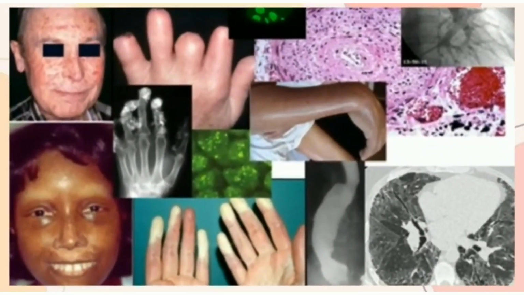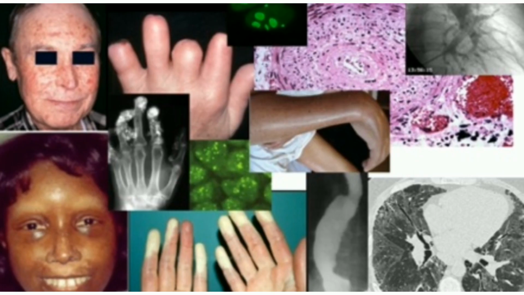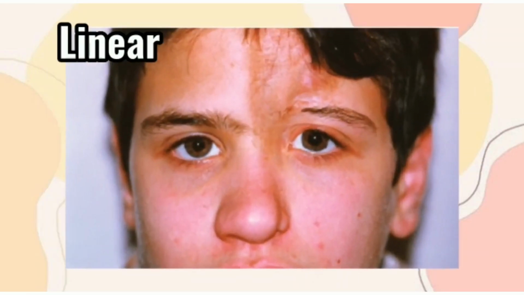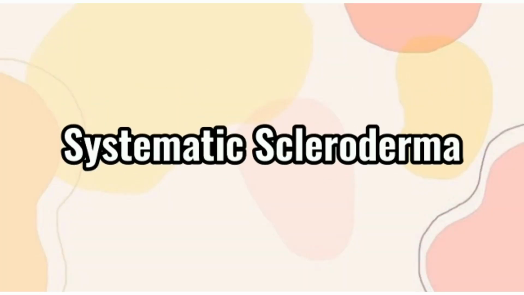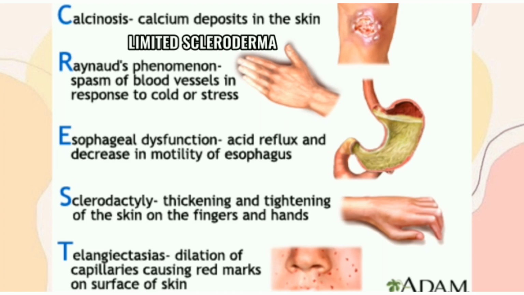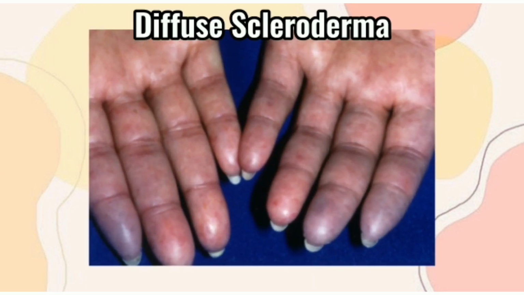Structure. There are two kinds of scleroderma. First is localized scleroderma that mainly affects the skin. It happens in one of two forms, morphea and linear. Secondly, systemic scleroderma that also has two types, which are limited scleroderma, also known as CREST syndrome, and lastly diffuse scleroderma.